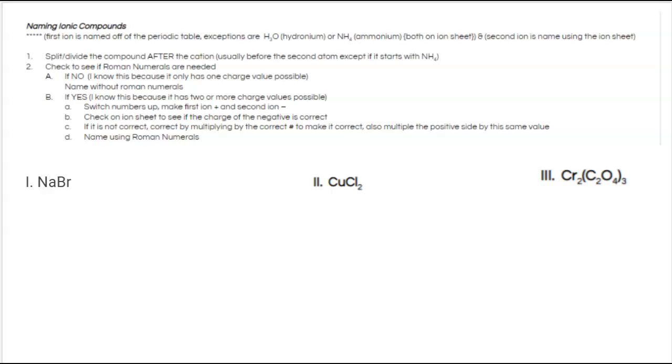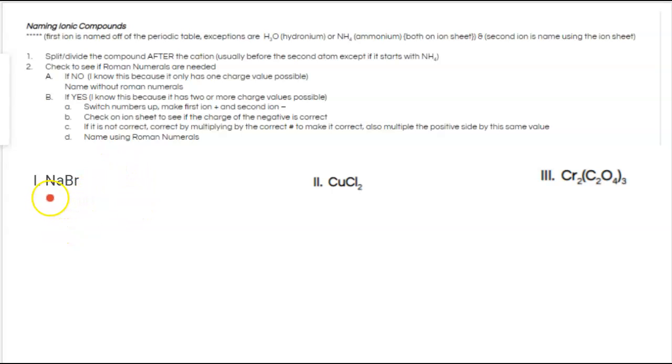And I'm always going to know that it is an ionic compound because the first element in the formula is going to be a metal. So when I look at this compound, NaBr, I see that sodium is the first element. It's a metal, so I know this is ionic. Basically, what we're going to do today is we are going to undo the crisscross method that you practiced earlier.